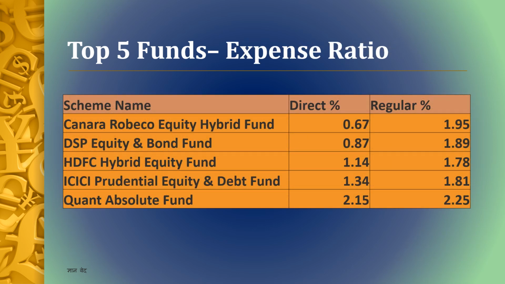Also, we should consider the expense ratios, because expense ratio normally eats into our returns. Except for the Quant Fund, the other funds have comparatively lower expense ratios for direct and regular funds. Why does Quant have a higher expense ratio? There is one reason. If you remember, it has only around 52 crores in assets, and to manage the fund with that amount, their percentage goes a little higher than others.